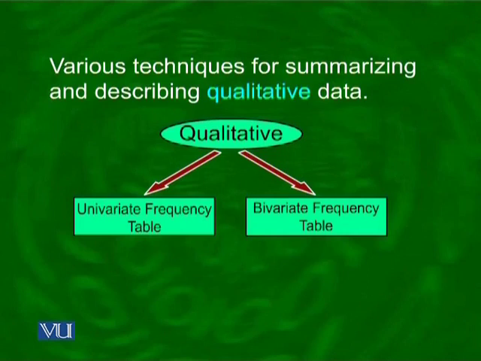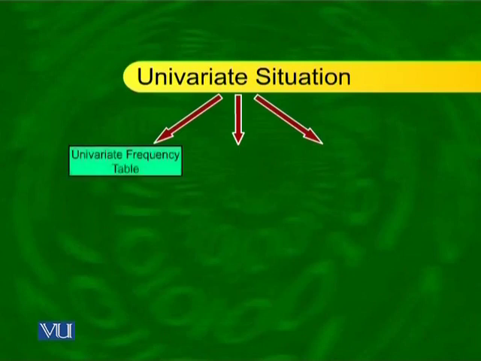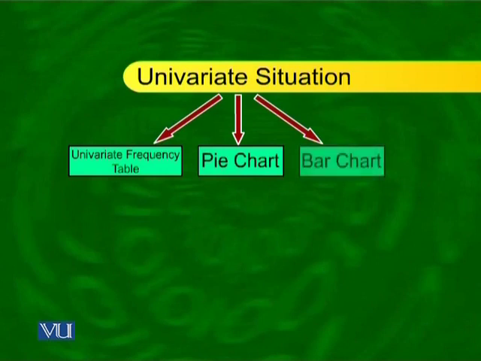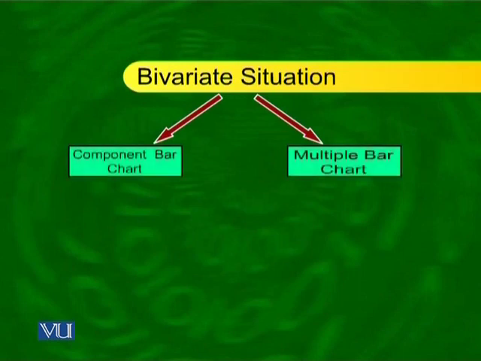a bivariate situation. For the univariate situation, we will be constructing the frequency table and also we will be drawing the pie chart and the bar chart. For the bivariate frequency table, we will be doing the component bar chart and the multiple bar chart. Let us begin with an example.